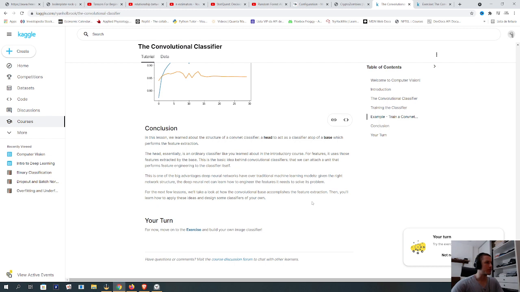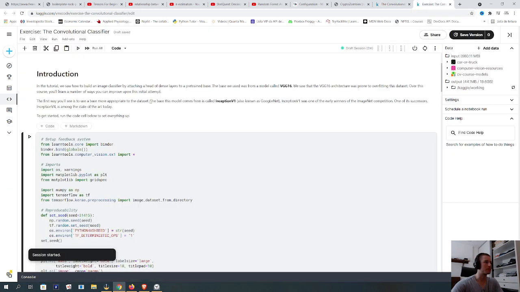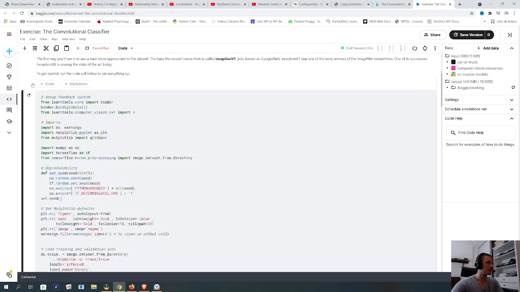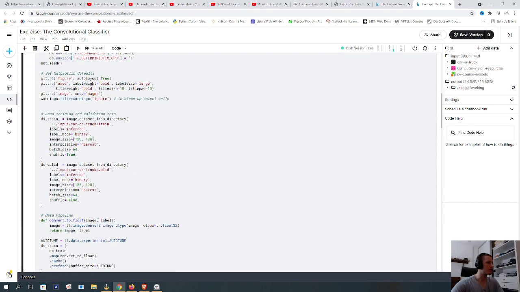Conclusion. In this lesson, we learned about the structure of a convolutional classifier. A head attached as a classifier atop a base which performs the feature extraction. So the head classifies and the base learns the features, the different small patterns that make up most images. Damn, this first part is massive.